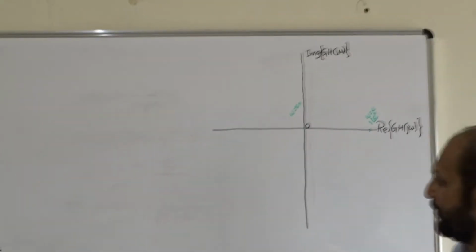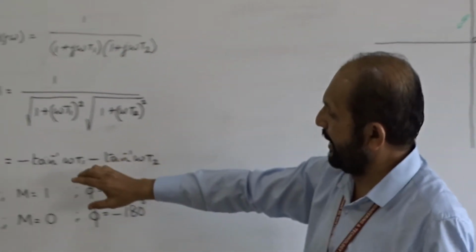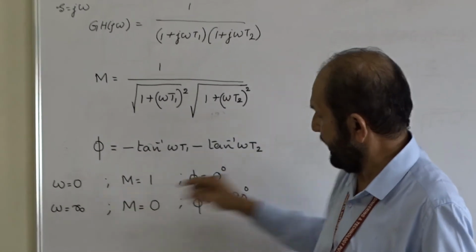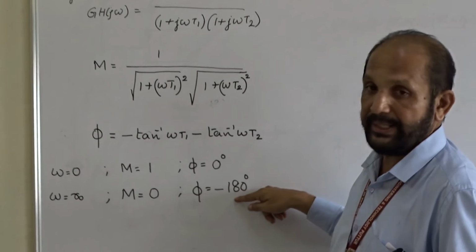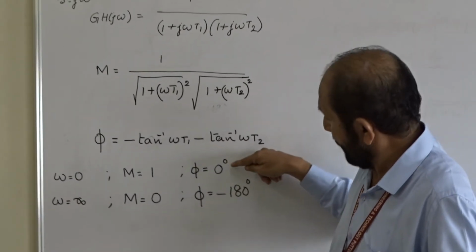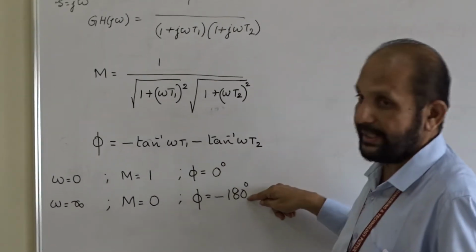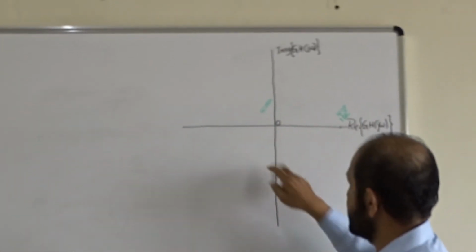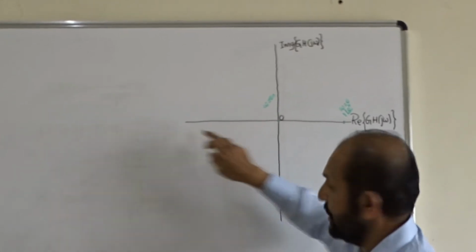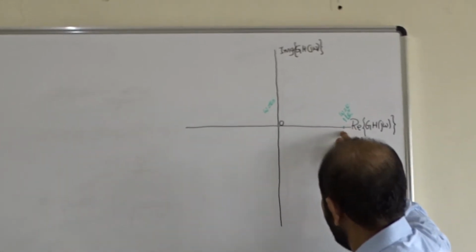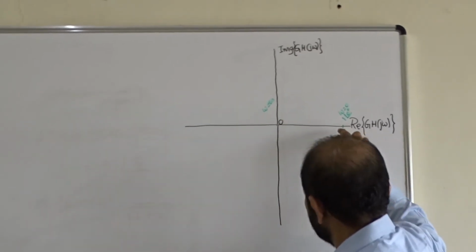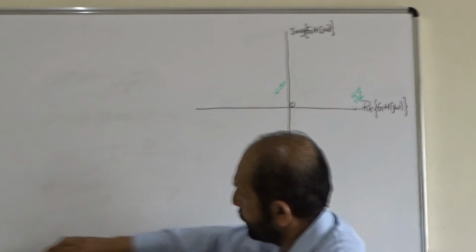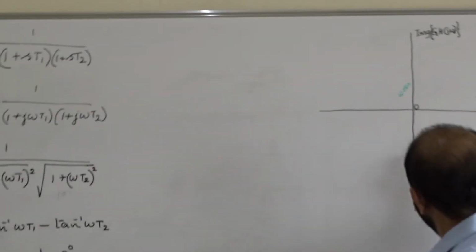Now if you observe here, when you vary frequency from 0 to infinity, the angle changes from 0 degree to minus 180 degree. So this is the 0 degree axis, this is the minus 90 degree axis, this is the minus 180 degree axis. It starts from here and ends at this point, but before ending at this point, the entire polar plot has to travel 0 to 180 degree.